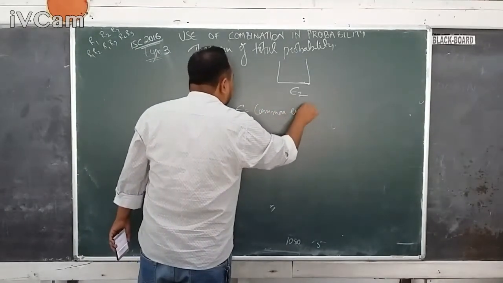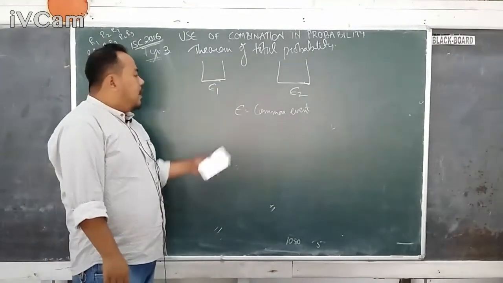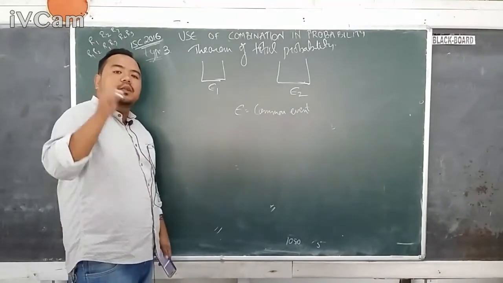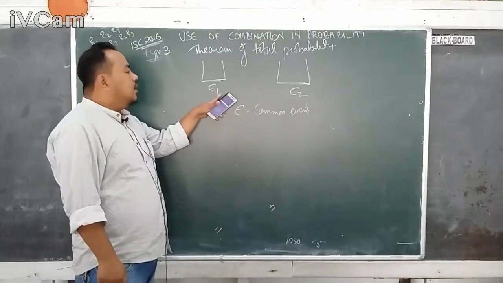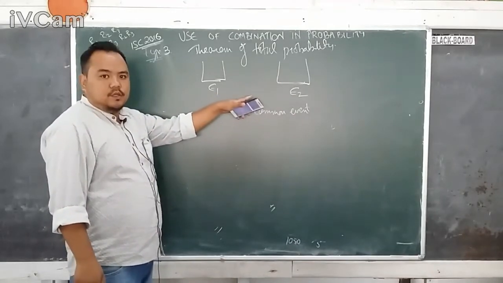Common event. For example, there are two bags A and B, and a red ball is drawn. So if they ask you what is the probability of getting a red ball, the red ball can be drawn from E1 also, and the red ball can be drawn from E2 also, isn't it?